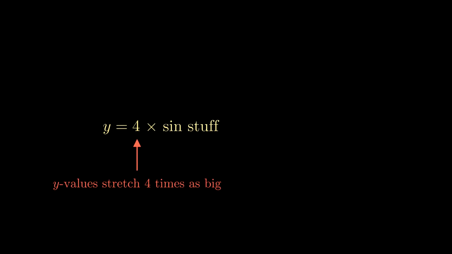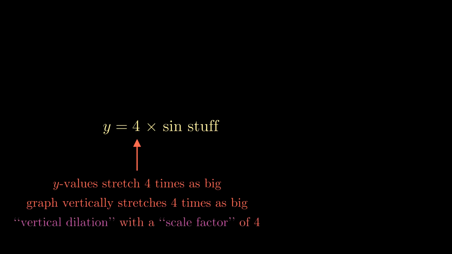We've seen most of them already, but let's just pull apart this equation here. Y equals 4 sine 3x. First, notice it's 4 multiplied by sine of stuff, so those y values are being stretched 4 times as big. This means the graph vertically stretches 4 times bigger, since it's the y values. We call this a vertical dilation with a scale factor of 4. In particular for trig waves, it makes the amplitude equal 4.